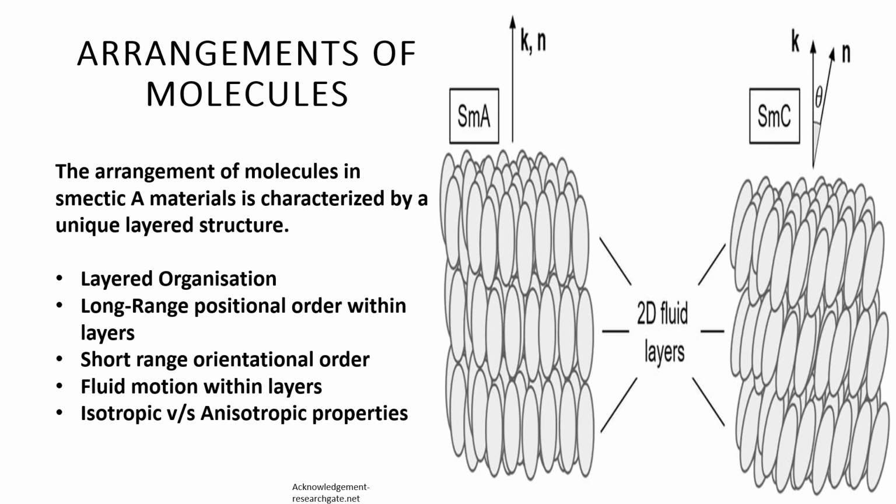Fluid motion within layers. Despite the order, the molecules are not fixed in their positions. They can still move somewhat within the plane of the layer, exhibiting fluidity. This allows them to rearrange and flow to a limited extent. Isotropic versus anisotropic properties. Due to the layered structure, smectic A materials exhibit anisotropic properties. This means their physical properties depend on the direction of the measurement.